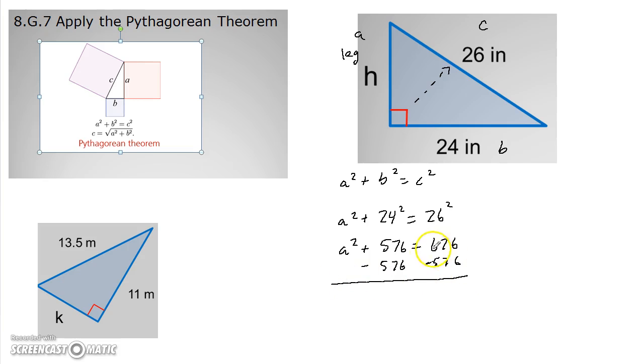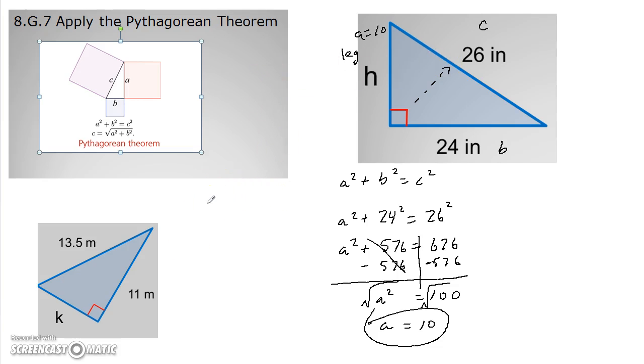We're starting to see some familiarity. A squared equals 100. So to undo a square, we do the square root. So a equals 10. Now we can see that one works because it needs to be shorter than the hypotenuse. Okay? Now we have another one.